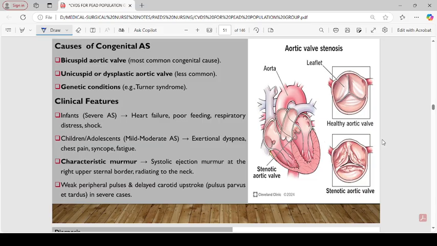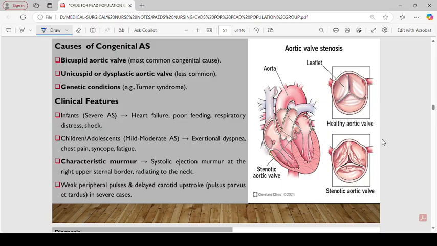Regarding clinical manifestations, infants with severe aortic valve stenosis are going to present with heart failure, poor feeding, and respiratory distress or shock. Children or adolescents are going to present with exertional dyspnea, chest pain, syncope, and fatigue.